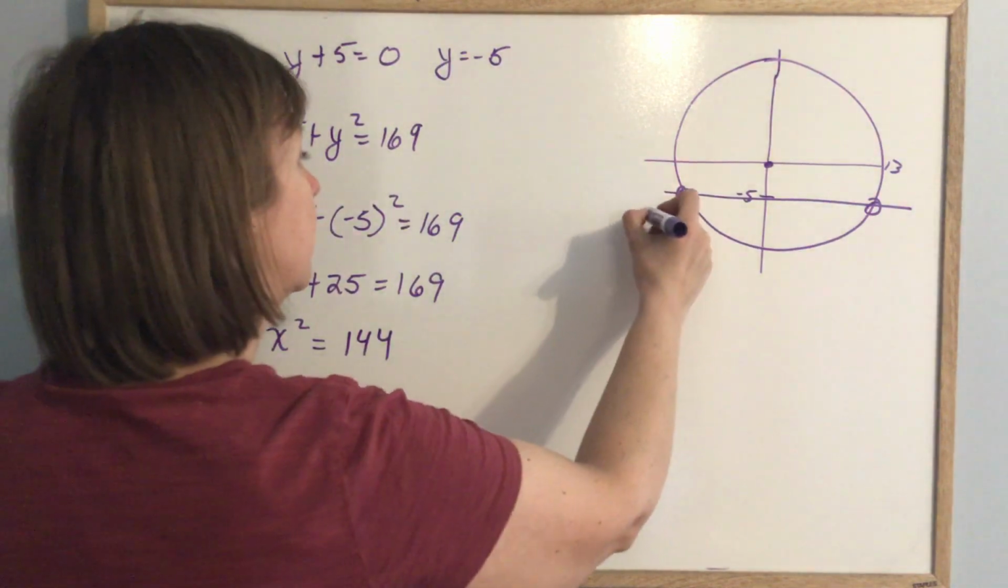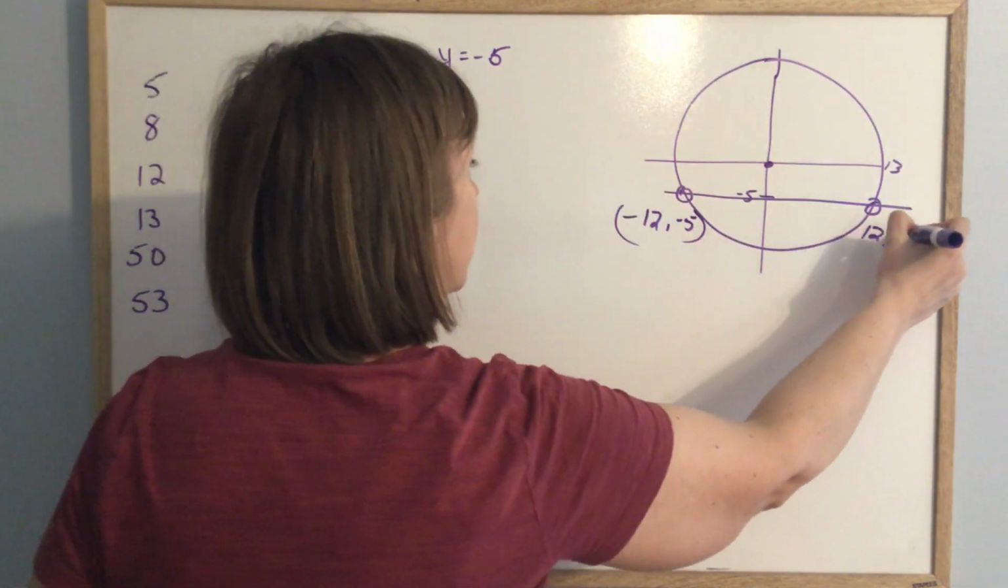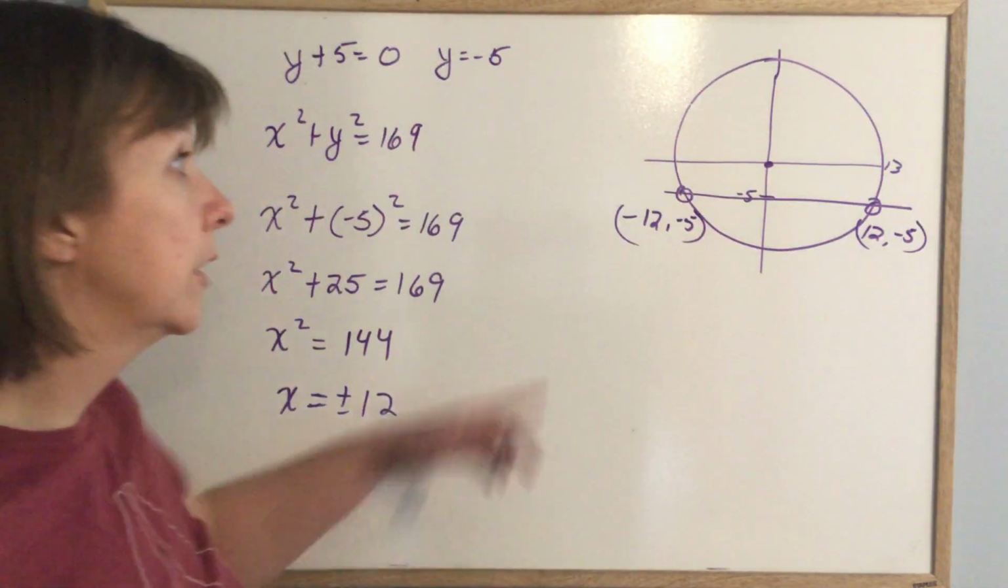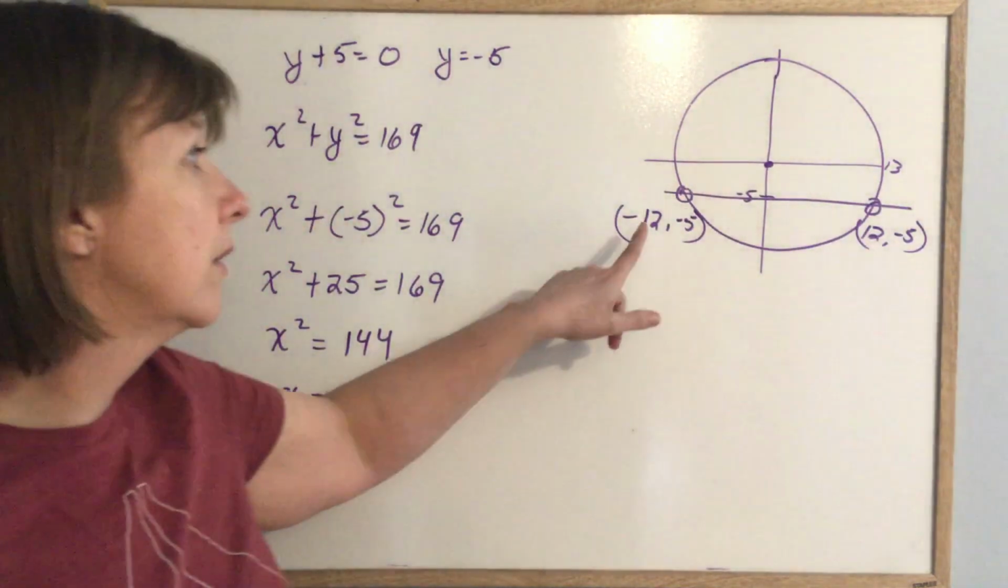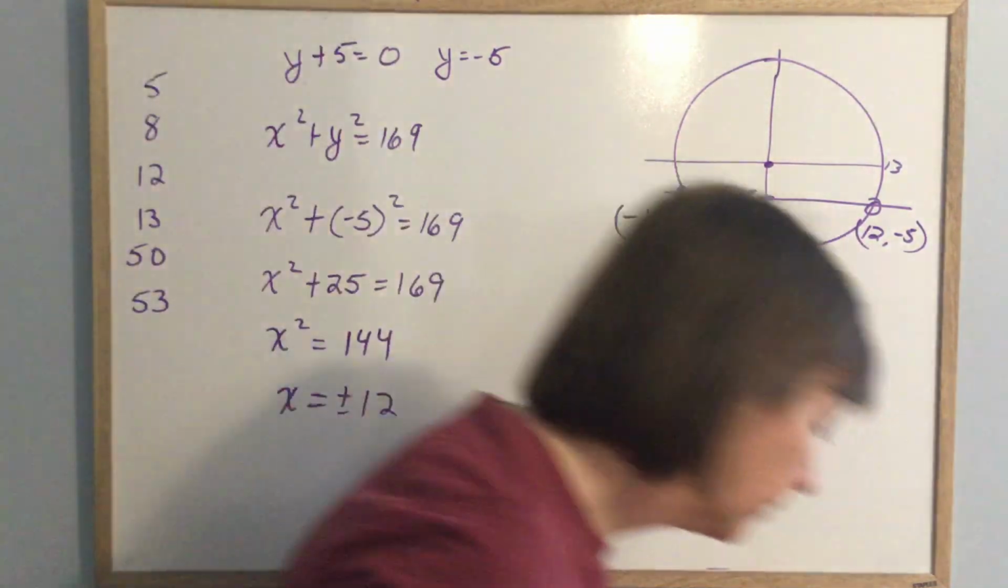So where are my points? -12 and -5, and +12 and -5. Because my y is -5, because it's always at -5. So what I needed to figure out is, what are the x values? Well, at -12 and at +12. That's number 5.